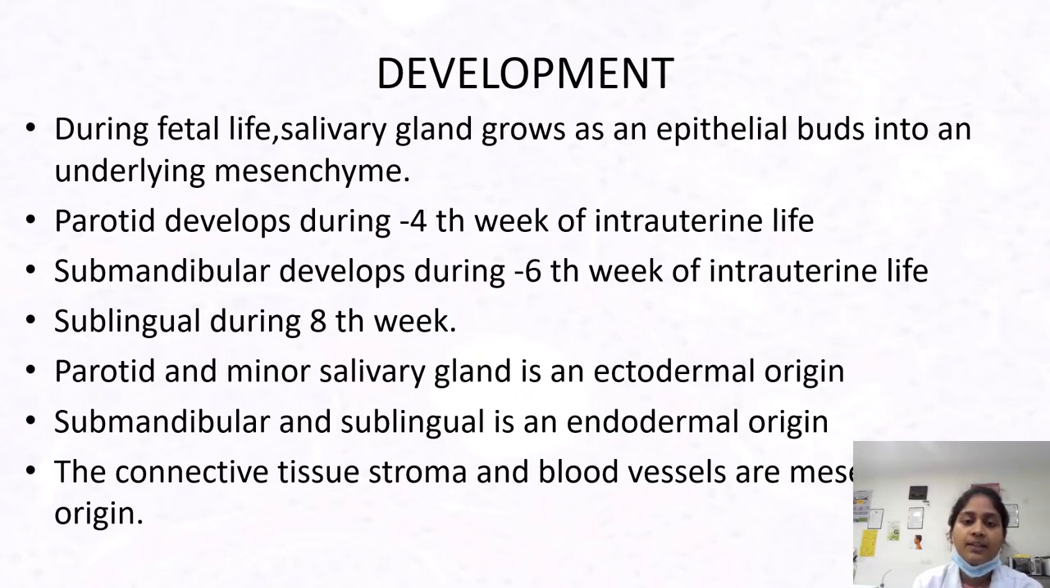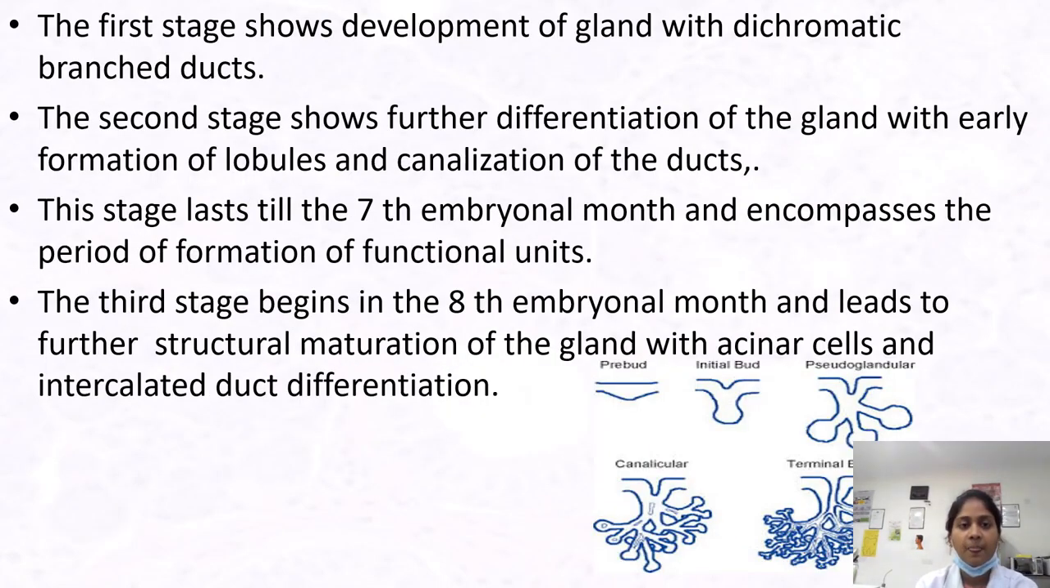Now coming on to the development. During fetal life, the salivary gland grows as an epithelial bud into an underlying mesenchyme. Parotid develops during the 4th week of intrauterine life. Submandibular develops during the 6th week and sublingual during the 8th week. Parotid and minor salivary glands are of ectodermal origin, whereas the submandibular and sublingual are of endodermal origin. The connective stroma and blood vessels are mesenchymal in origin.